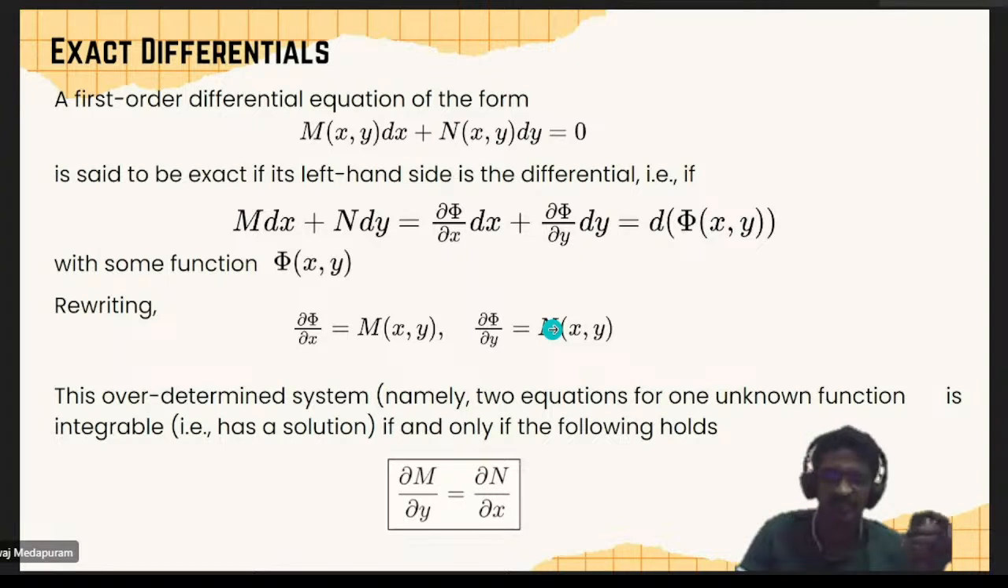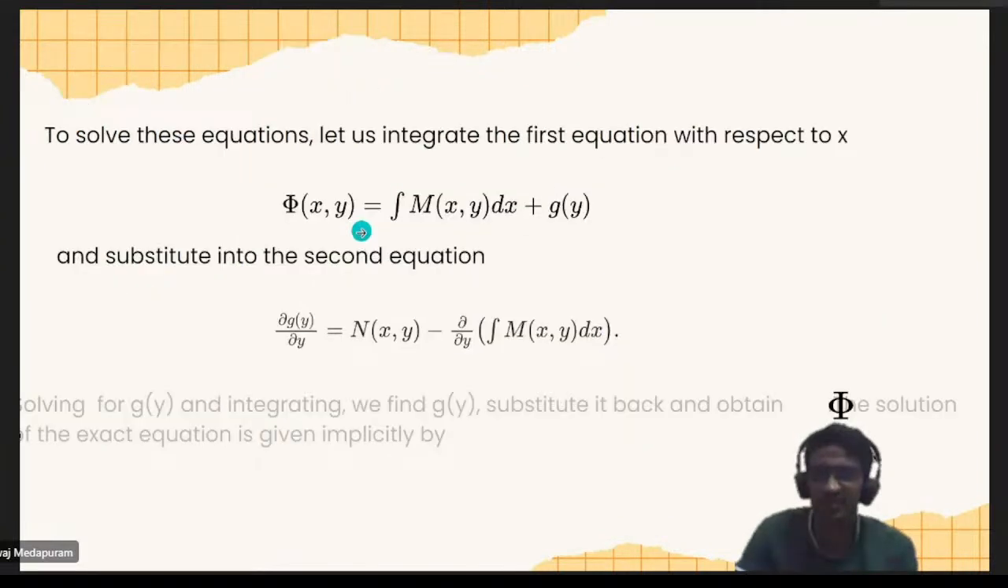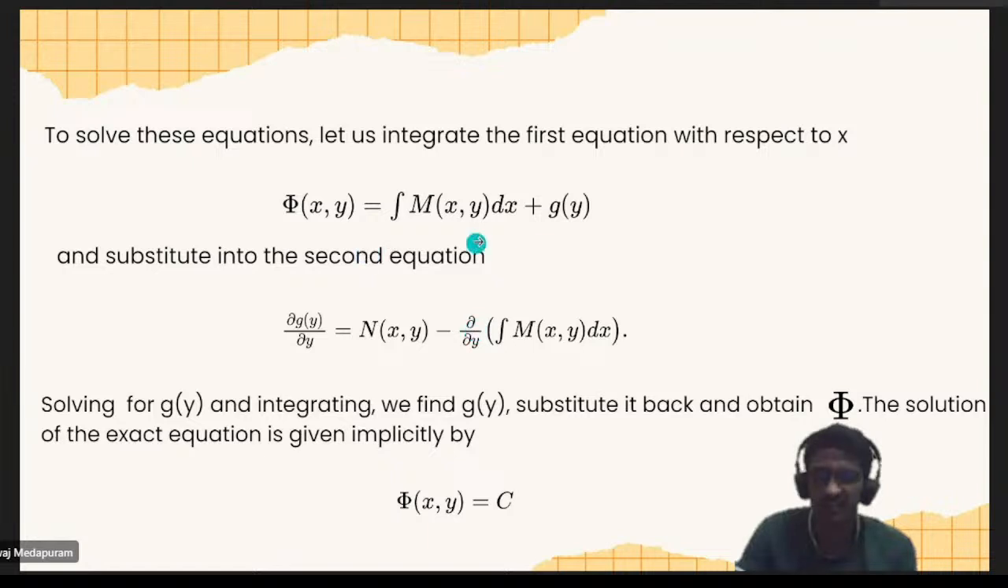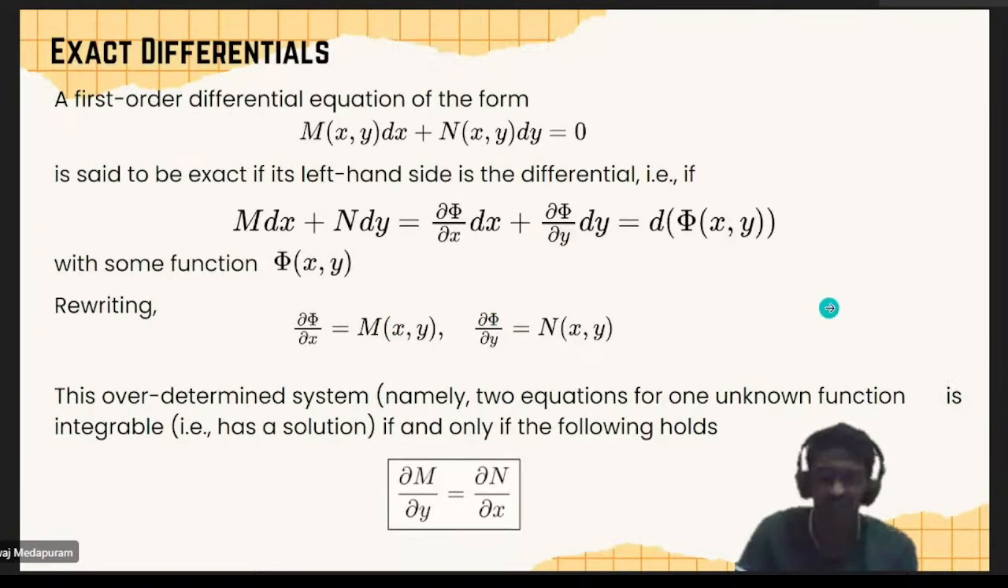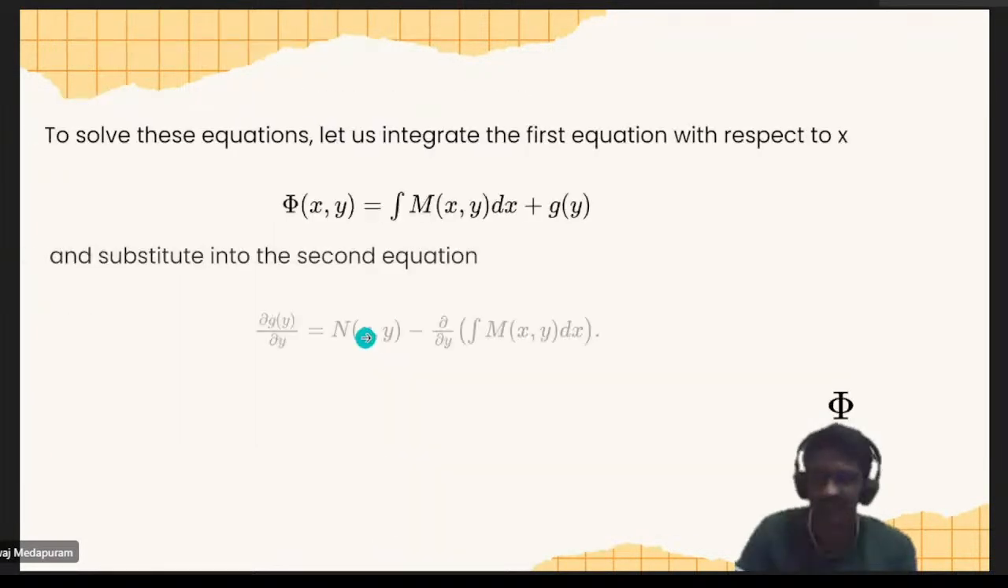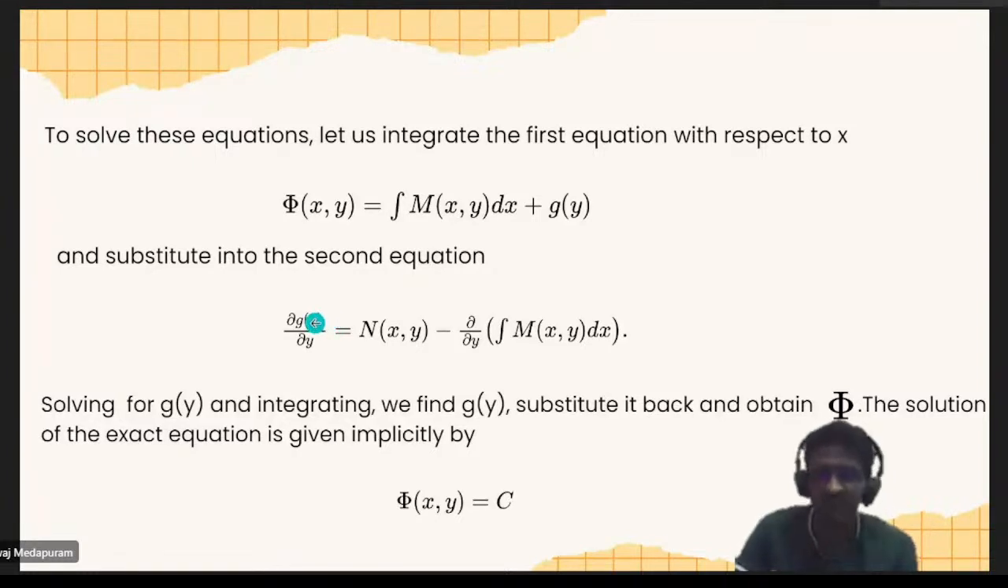So let us substitute the obtained equation in the second equation. We'll obtain ∂φ/∂y as ∂/∂y of the integral of m plus ∂/∂y of g of φ. We substitute that here, we get this equation: ∂/∂y of g of φ equal to n minus ∂/∂y of the integral of m.